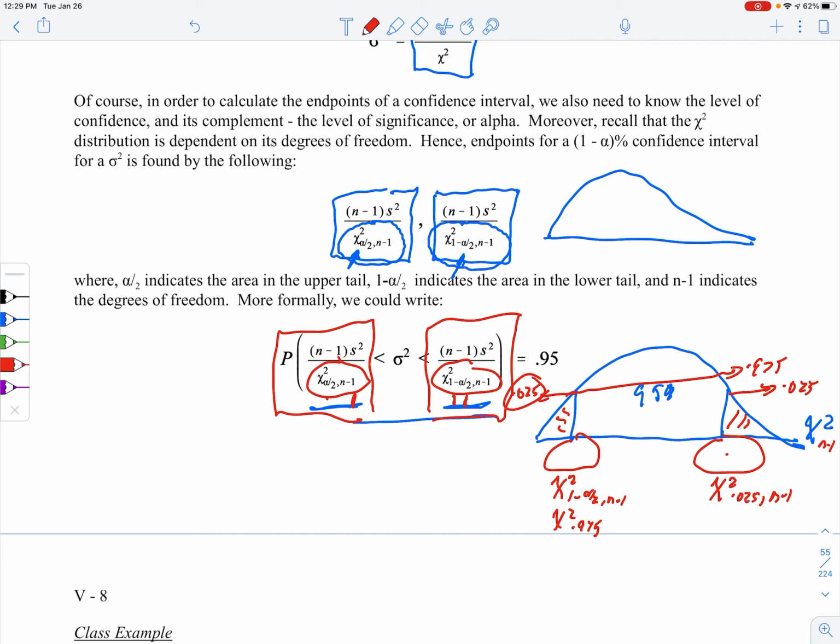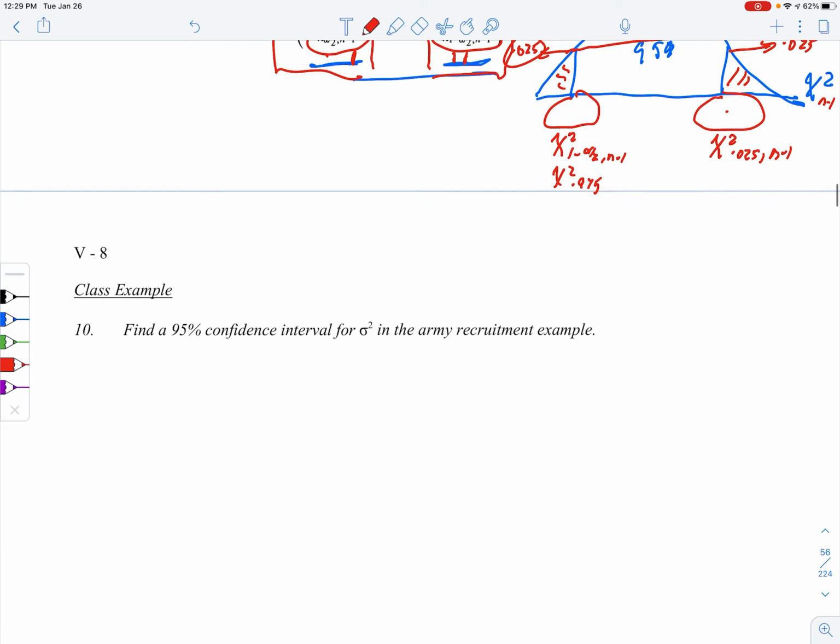You take your alpha, you split it in half, you go and you take a look at the chi-square table for alpha over 2 in the upper tail, alpha over 2 in the lower tail. You stick it into the formula, and one of the numbers that you end up with as an answer is going to be a bigger number than the other one, and then you just simply write it that way, with the smaller number on the left and the bigger number on the right. So don't get hung up if you put the wrong one in the wrong spot and so on like that.